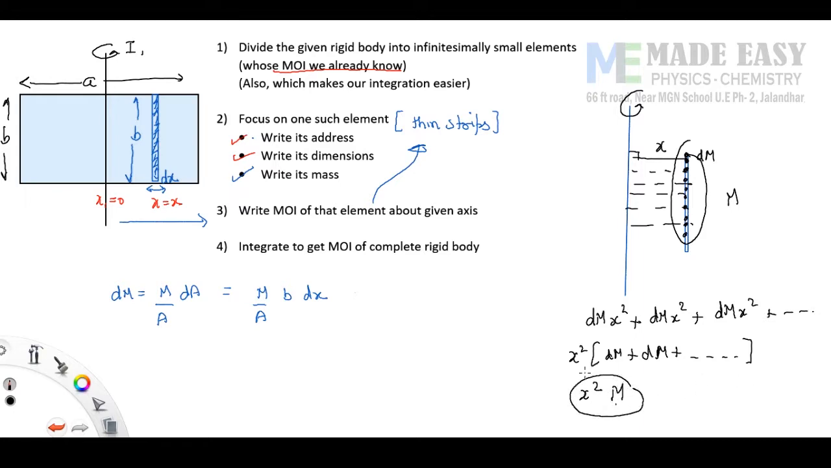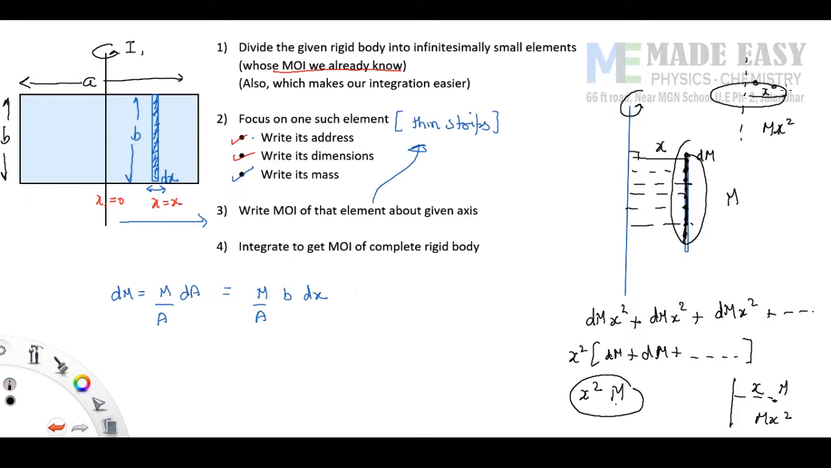See, the result is very similar to a point particle. If a point particle of mass m is at distance x, then its moment of inertia about this axis is also m x square. Similarly, because this is a thin strip and the entire strip is equidistant from your axis of rotation, that's why I'm getting the same result, m x square. If you remember, even for a ring, the moment of inertia is m x square, where x is this distance. Why?